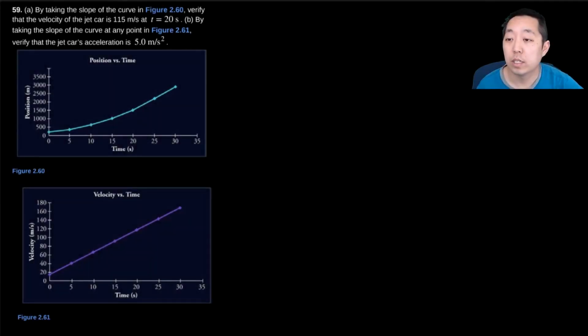So now we're going to look at some graphical interpretations of velocity problems. Here on number 59, by taking the slope of a curve at figure 2.6, verify that the velocity of the jet car is 115 meters per second at t equals 20 seconds. So here I have a graph of position versus time, and at 20 seconds, this is figure 2.6 here. What I want to do is estimate this slope here.